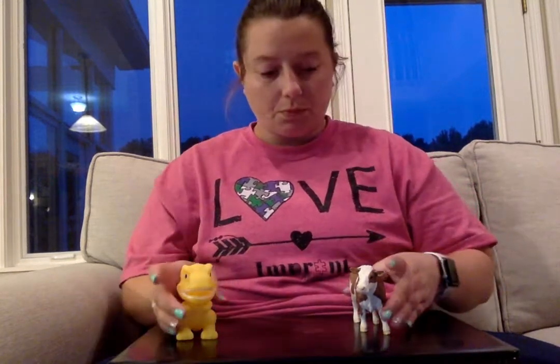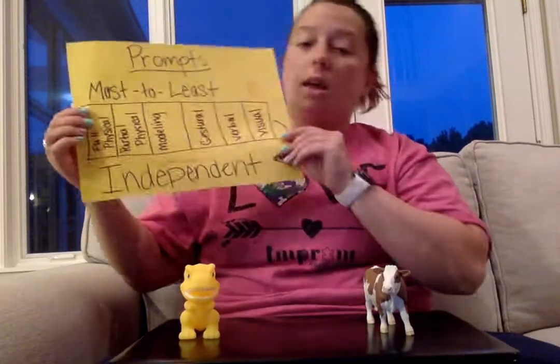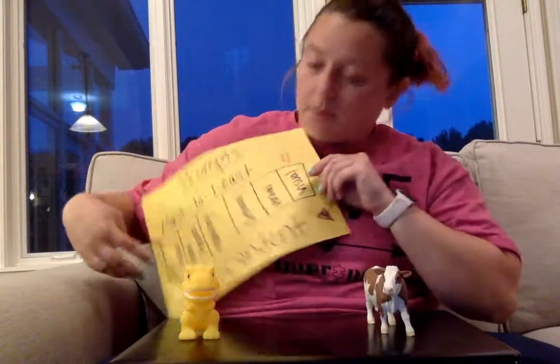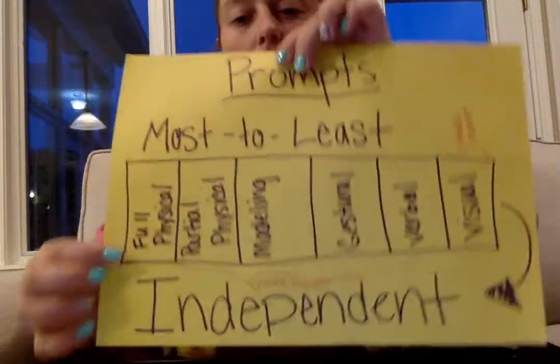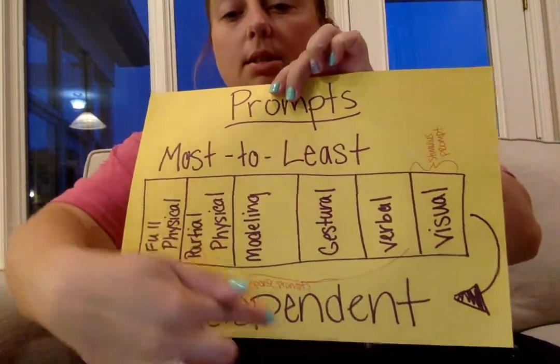Or if I had a ginormous cow and a tiny dinosaur, I would put the ginormous cow and then the little dinosaur, so that the bigger item would indicate that that was the correct answer. And then I could slowly fade that out. Or if it was the circle, I could slowly fade the circle to where it was nothing. Hopefully that makes sense.